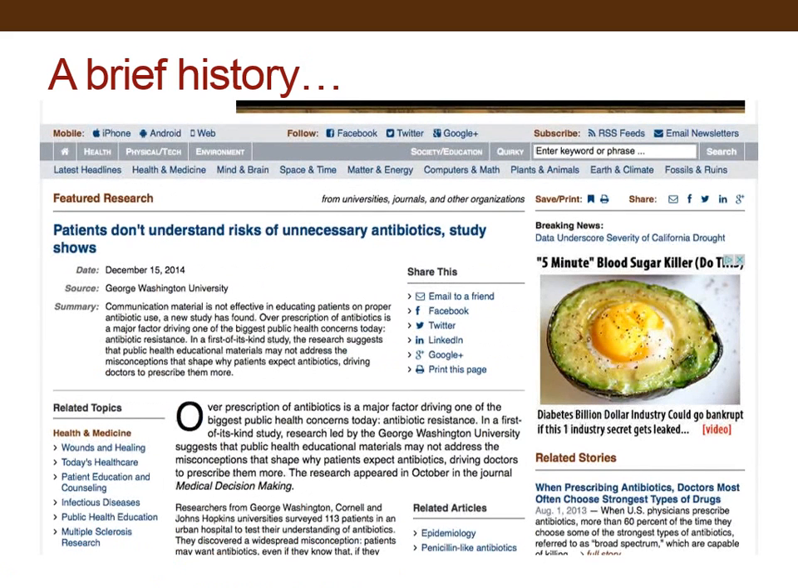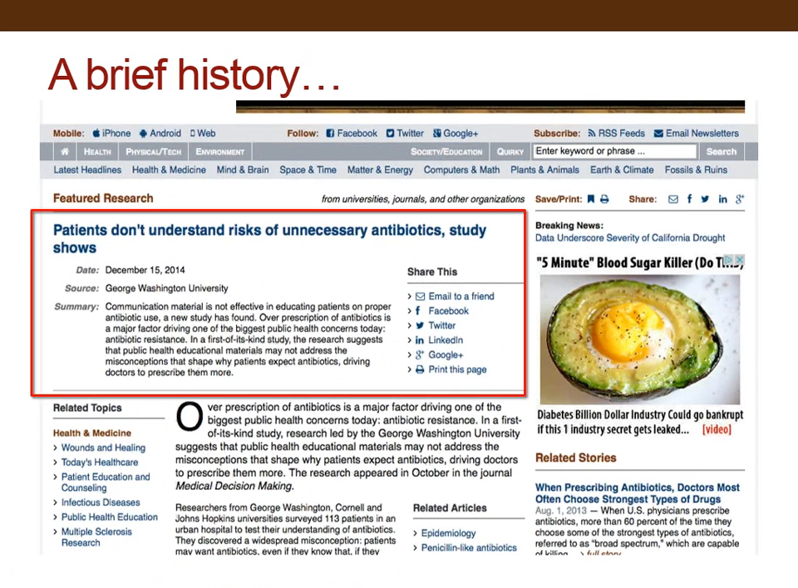And yet, as the 70s emerged, we've seen ourselves entering a new light. And so now I've flashed forward to today and thinking about where Americans are at in our appreciation for science. And this is a screenshot from earlier today from a website called Science News. And I highlighted this one article. "Patients don't understand risks of unnecessary antibiotics," the study shows.